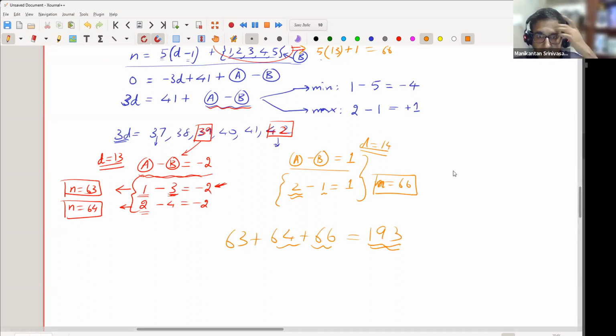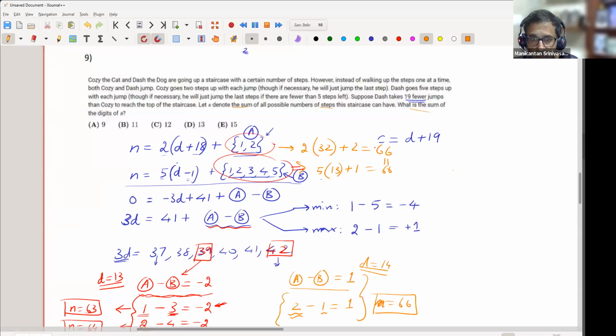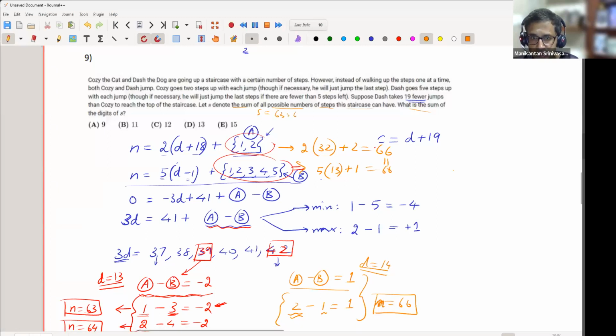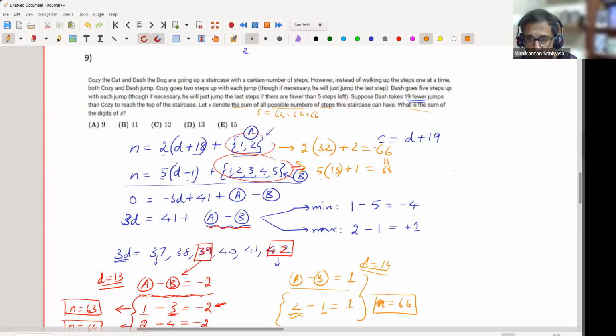So he says, let S denote the sum of all possible number of steps. So S is 63 plus 64 plus 66. And then he wants the sum of the digits of S itself. So S is 193, and the answer he wants is the sum of digits of 193, which is 13. Makes sense?